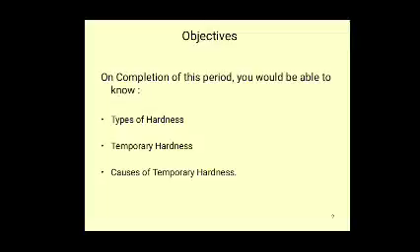Now we discuss the topic hardness. What is hardness? The lather preventing property of water with soap or detergent is called hardness.